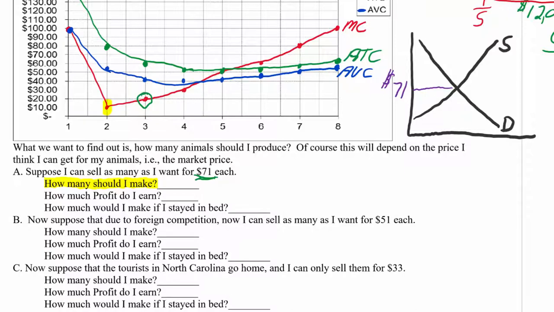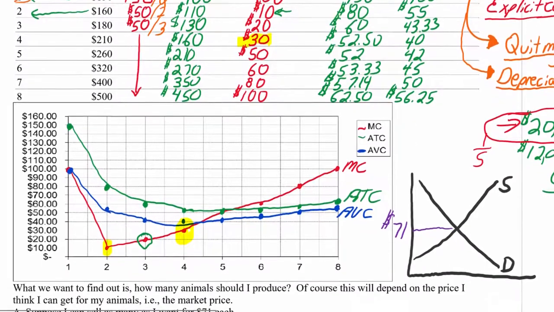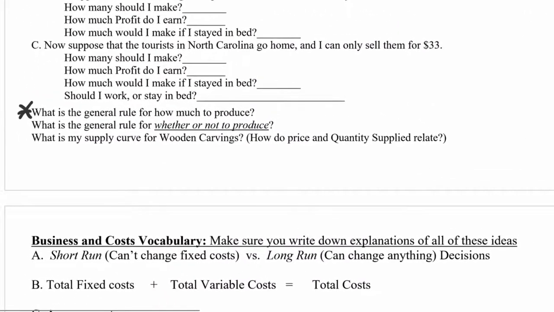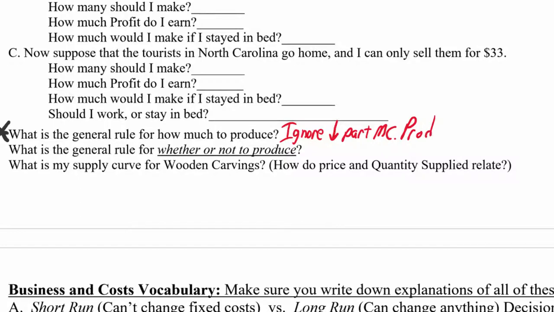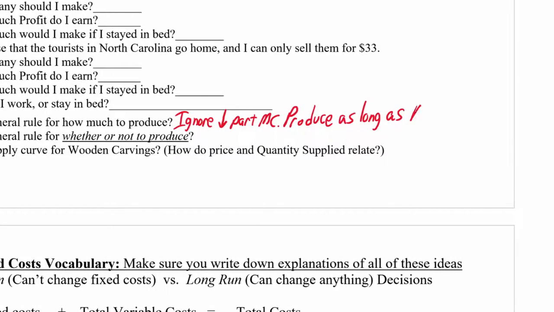Because when we produce the fourth one, the marginal cost we saw on our table was $30. But still, do we want to produce it if it costs $30 and we can sell it for $71? Yes. So the rule basically says, and then we'll get to using it here, ignore the downward sloping part of the marginal cost curve. But then after that, keep producing all units and produce as long as marginal cost is less than or equal to the price that you can sell it for. Produce as long as the marginal cost is less than or equal to the price.